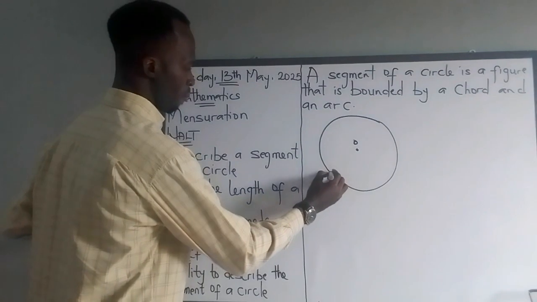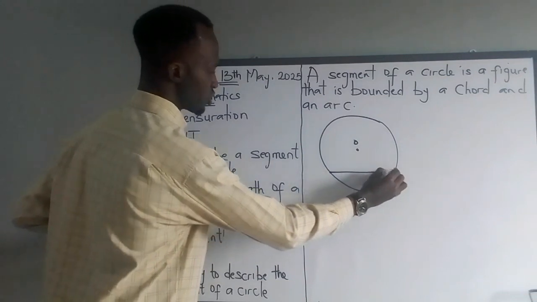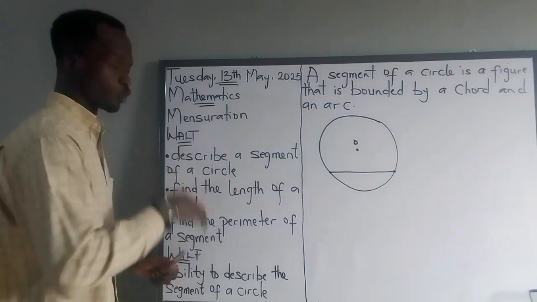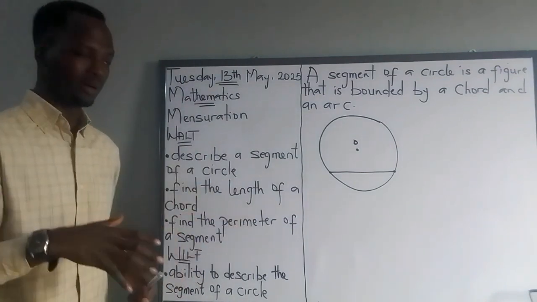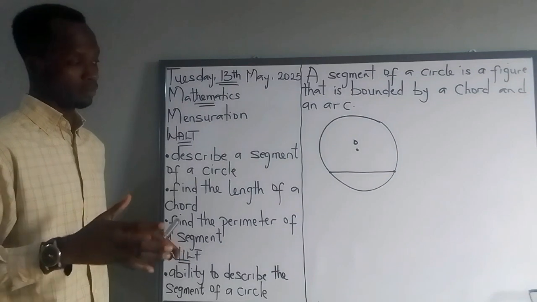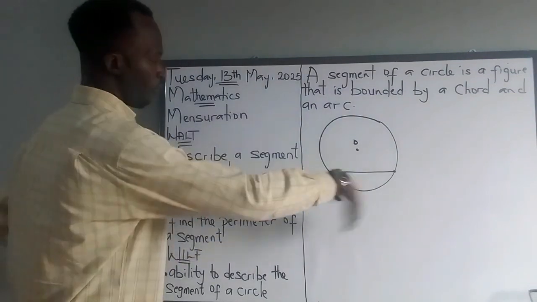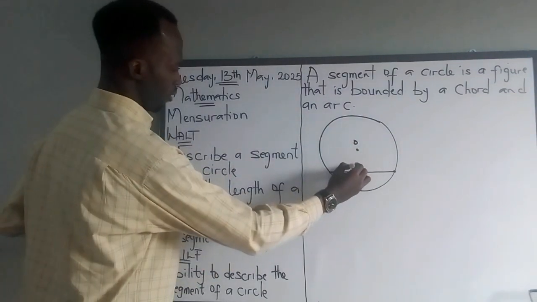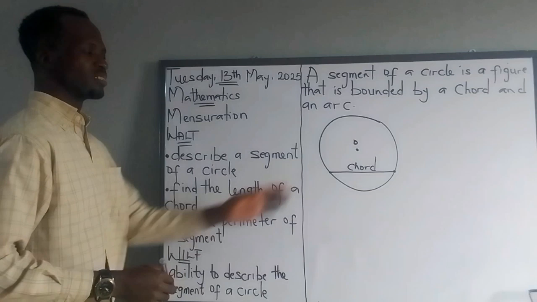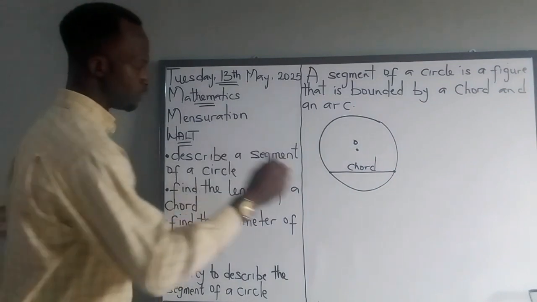For example, I can decide to draw my chord from here. It's a straight line that is drawn to the other end of the circumference, and it appears in no particular position. So you can pick it up from anywhere, any point on the circumference. So this is a chord, and this line, the chord, divides the circle into two parts.